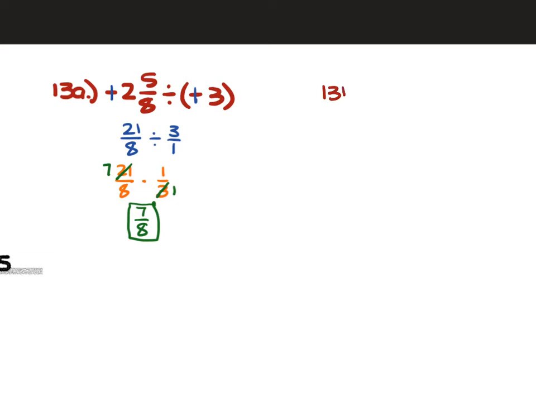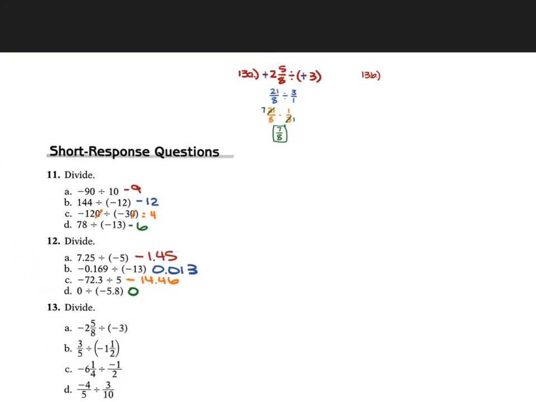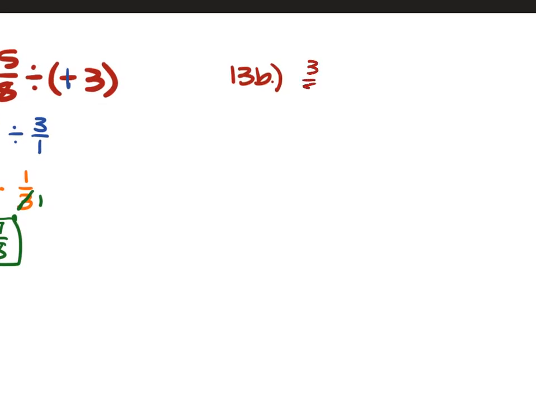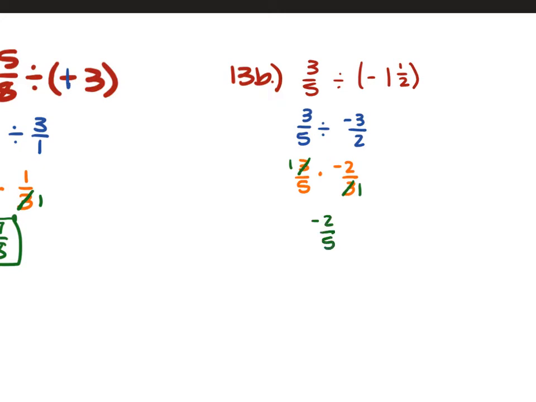For 13b, we have 3/5 divided by negative 1 and 1/2. All right. So 3/5 is going to stay. The negative 1 and 1/2 is going to become negative 3 over 2. If we keep, change, flip, this is going to be 3 over 5 times negative 2 over 3. That negative always stays up top with your fraction. So cross simplify from here, those 3's cancel out. So we're just going to have negative 2/5.